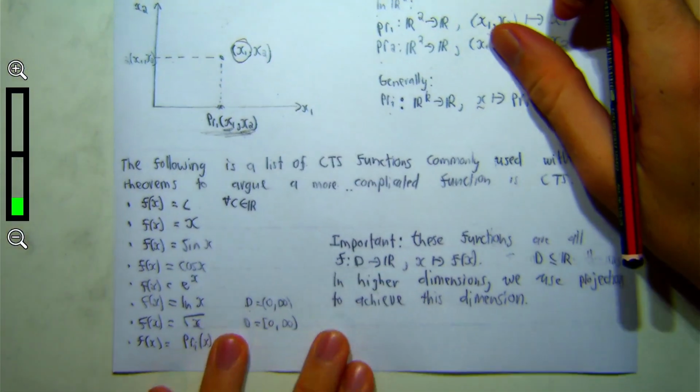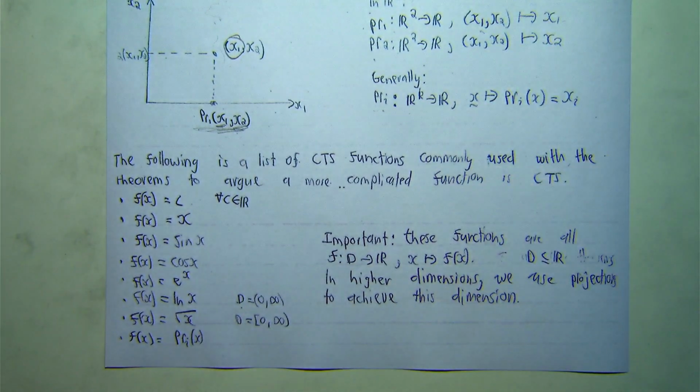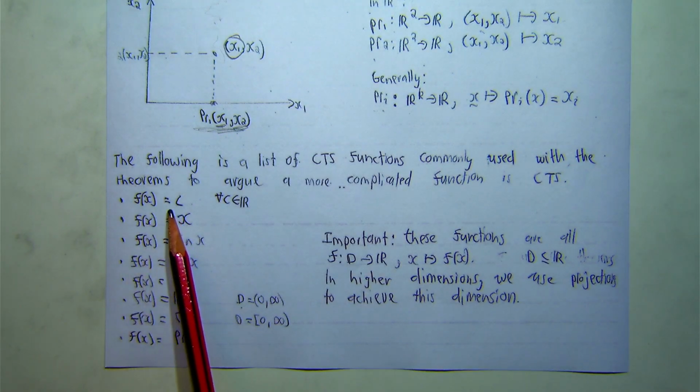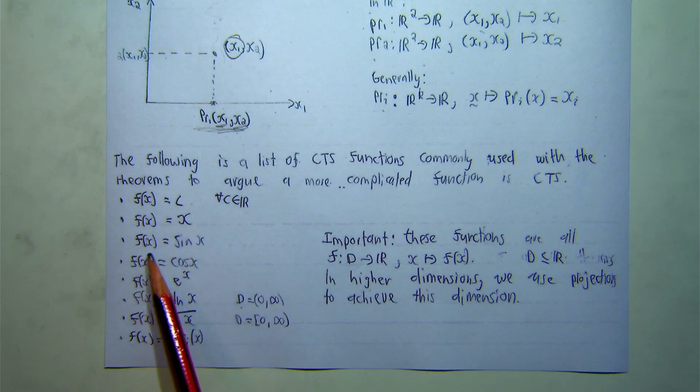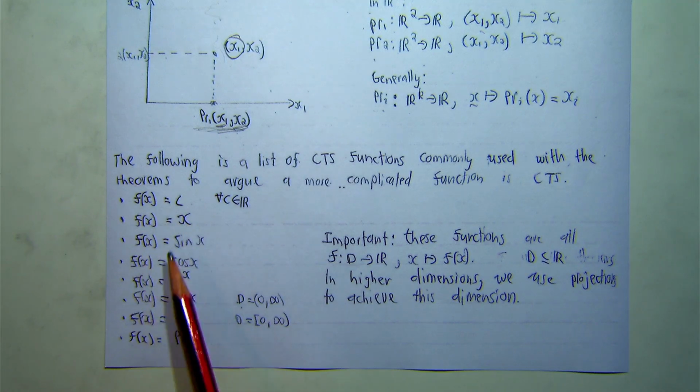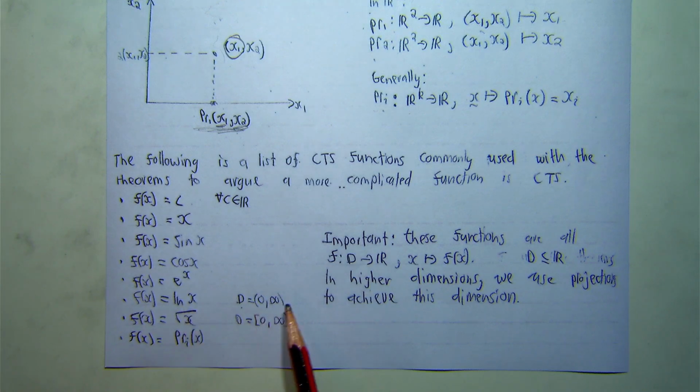Okay, so the following is a list of continuous functions that are commonly used with the theorems above to build a more complicated function that's continuous, and that is a constant, so f of x equal to a constant, f of x equal to x, f of x equal to sine x, cos x, these trig functions, e to the x, ln x as long as your domain is 0 to infinity, square root x as long as your domain is 0 to infinity inclusive of 0, and the projection functions themselves.